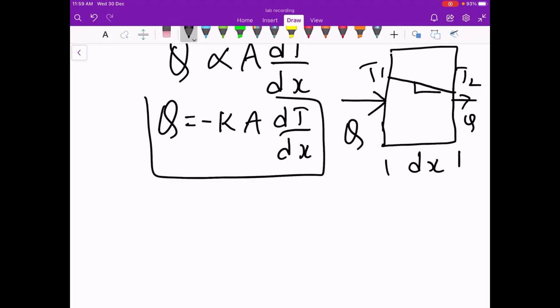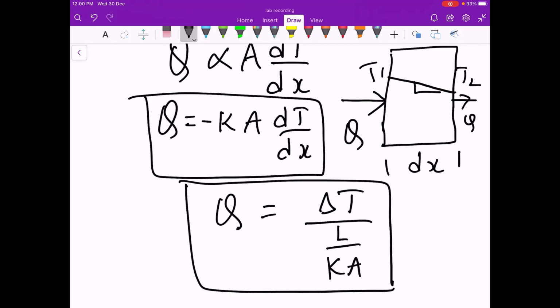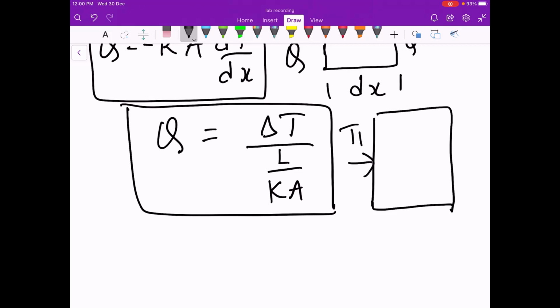This you have already studied. Now if you write it from a different perspective, Q will be equal to delta T divided by L by KA. This derivation you have already done in your heat transfer class, so I don't want to do it again here. Basically, the advantage of writing this is that if you have heat transfer happening through any body, you can modify that as an electrical circuit.